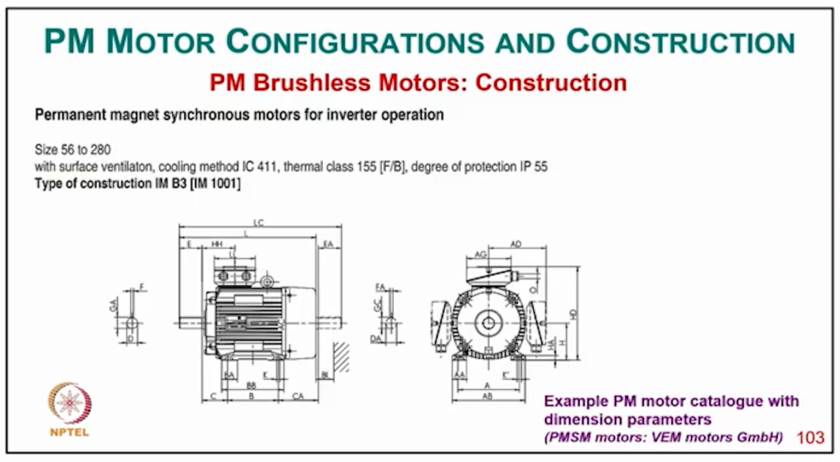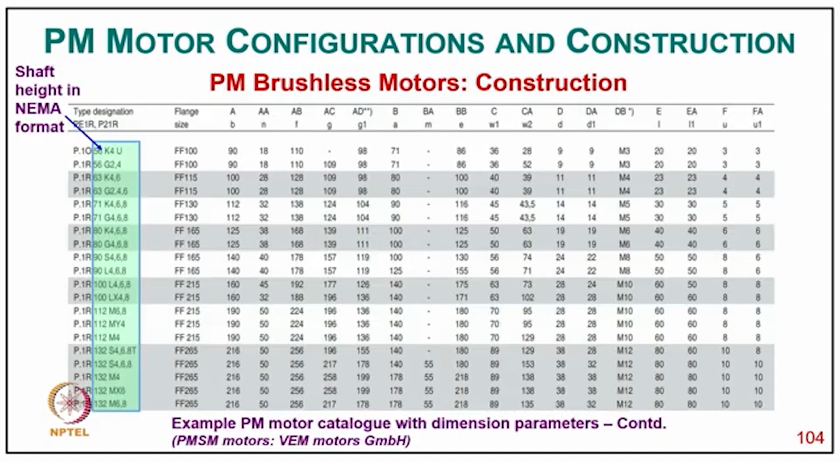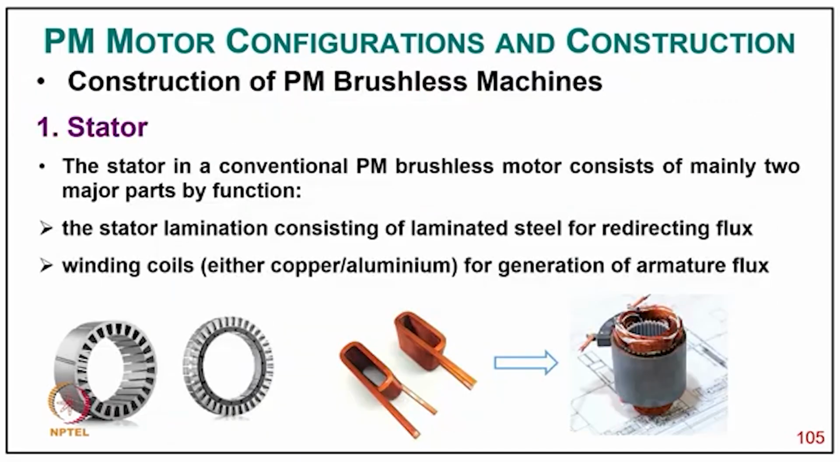So the bounded synchronous motor for inverter-fed construction with the outer dimensions for the standard brushless motors, and these are the dimensions by NEMA format for a standard bounded brushless motor. Typically, coming to the construction of this, we have first the stator as shown in the figure, laminations, and then of course you have a winding as shown here, wound coil, and then put in the winding.